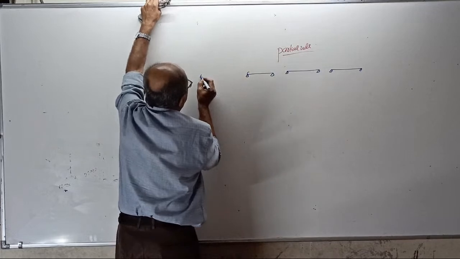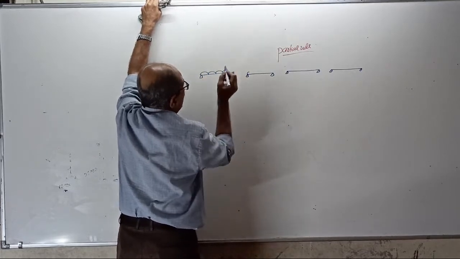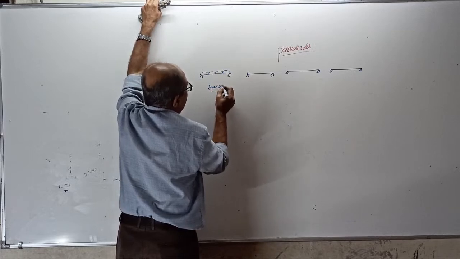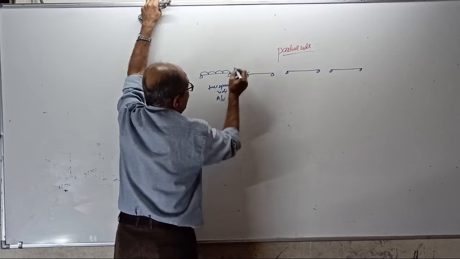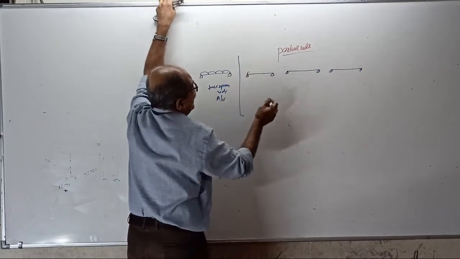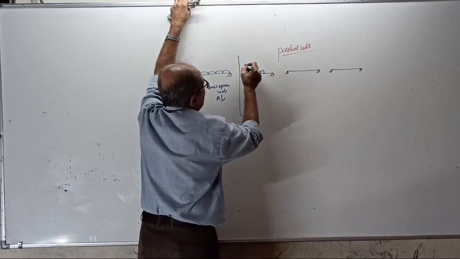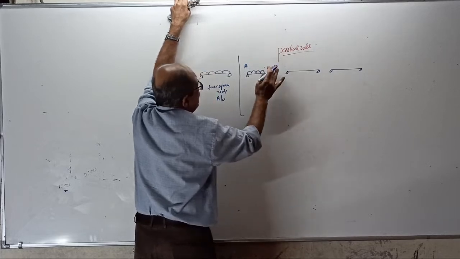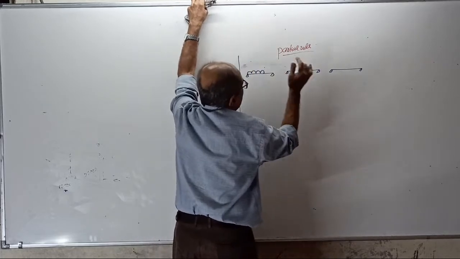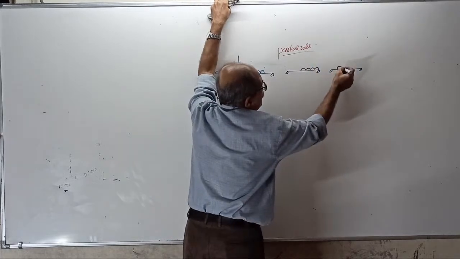Full UDL is here, already over. This is full span UDL, already over. We are discussing partial UDL. It can start from here and go up to here. I will take A here, B here, and C here. AB is not required. Or it can be that side, or it can be the middle portion.